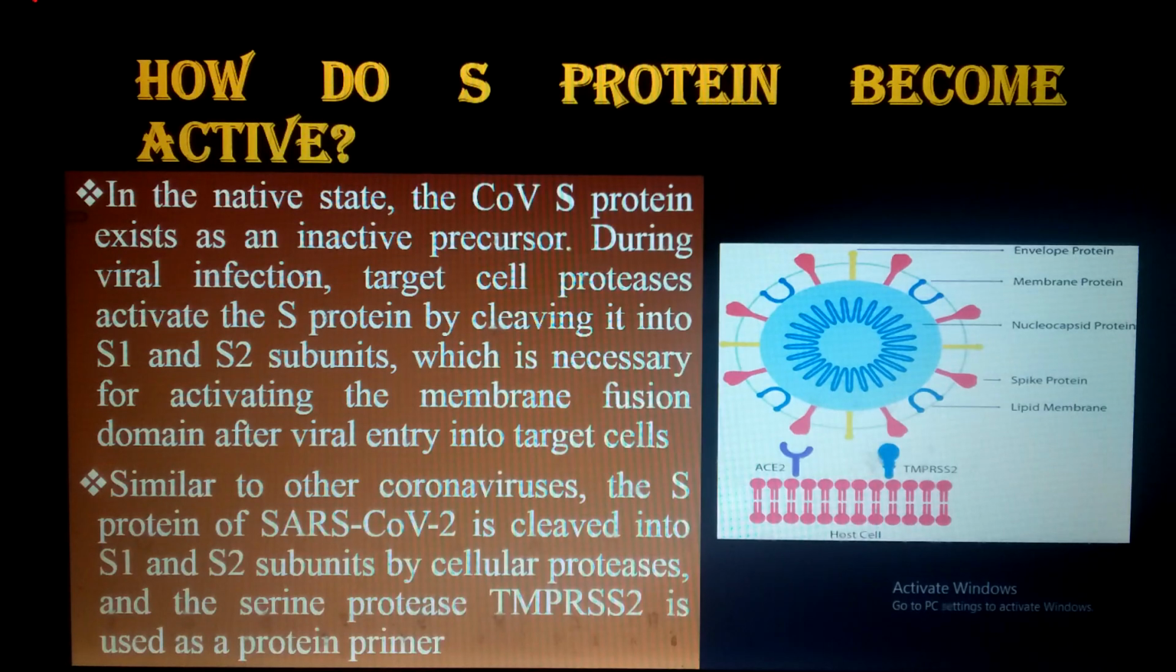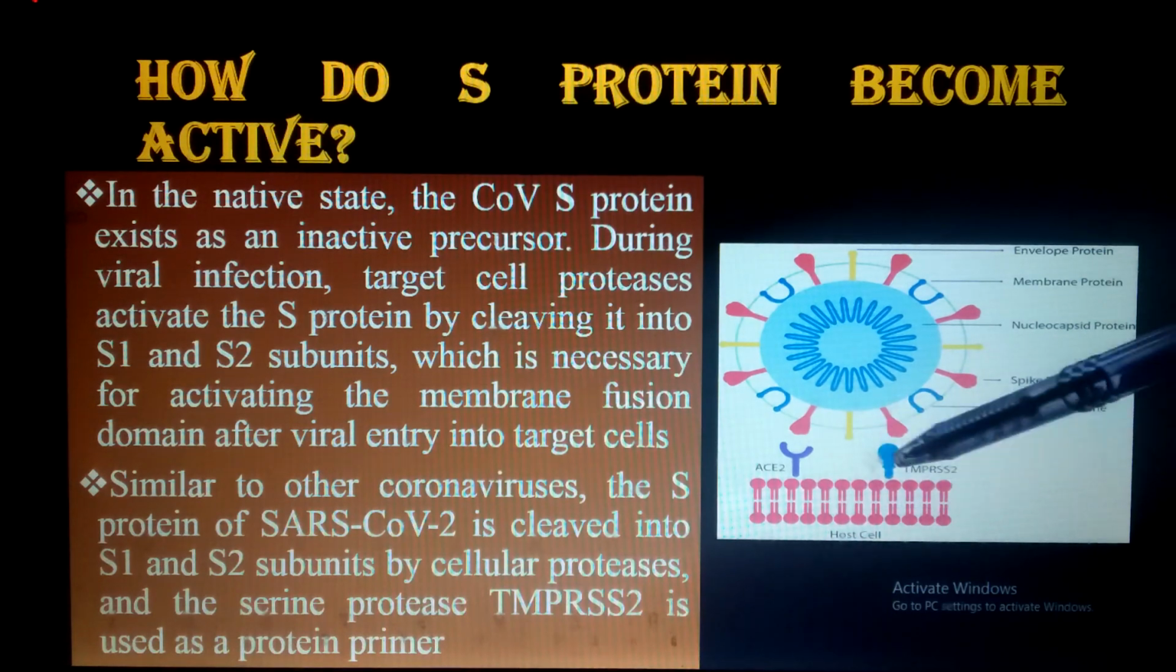Now, how do S proteins become active? This is very important. As I have told you, the S proteins remain stable and do not change before infection, and when they are not in contact with the host cell. What will happen when they come in contact with the host cell?